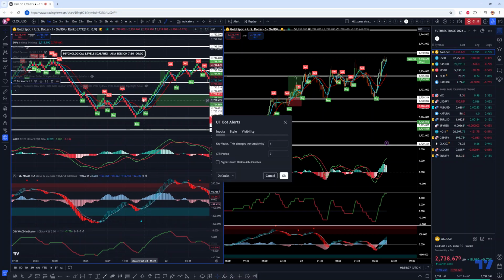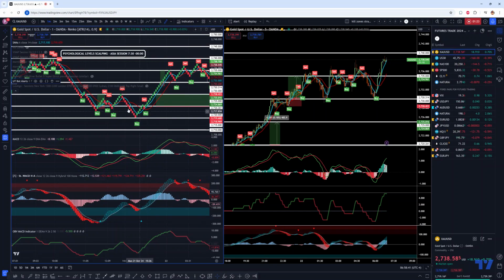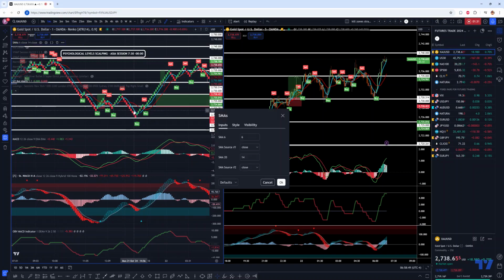So we have this UT Bot buy alert. Then it's stated like this in TradingView. Then I have this moving average. If you have an SMA 6 and SMA 20 setup, but I'm using 6 and 14. I changed this one to 14.